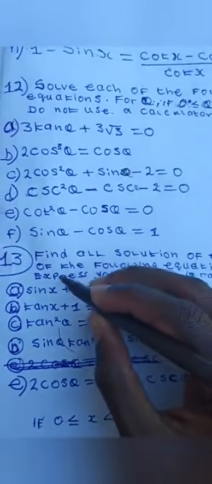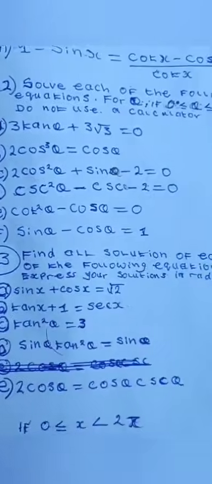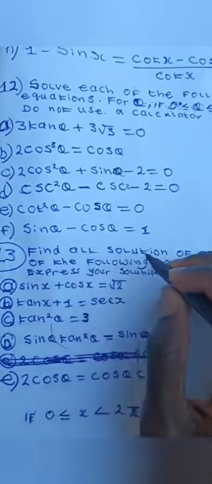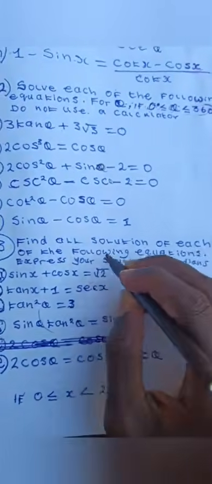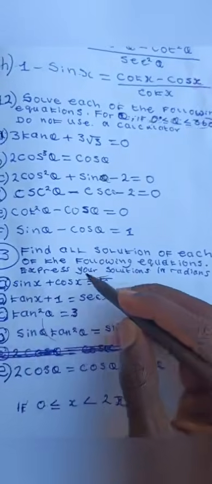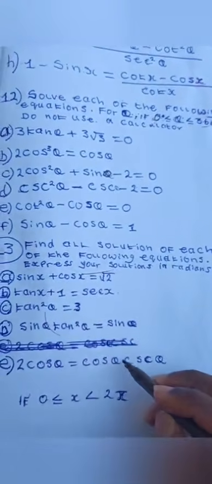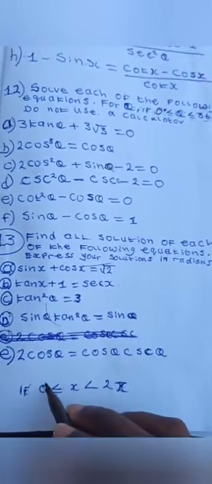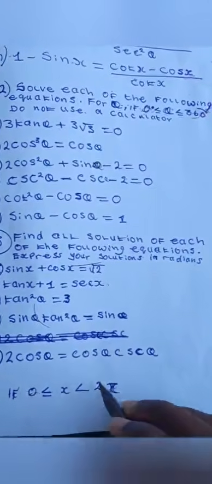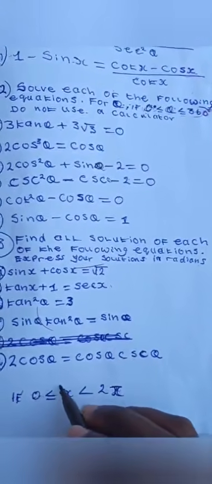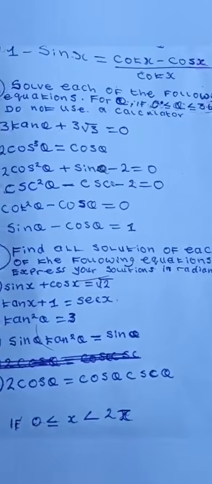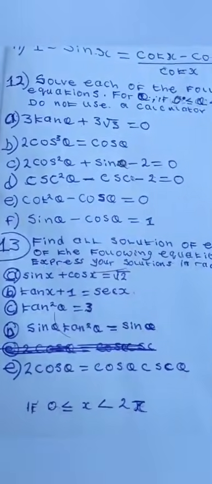All right, so we have question 13 from tutorial sheet 13. Find all solutions of each of the following equations. Express your solutions in radians. So we have these equations. Now here they have said if the value of x is from 0 to 2 pi, so they are telling us that our values should be written not in degrees but in radians. Okay, so let's solve this first bunch of questions.